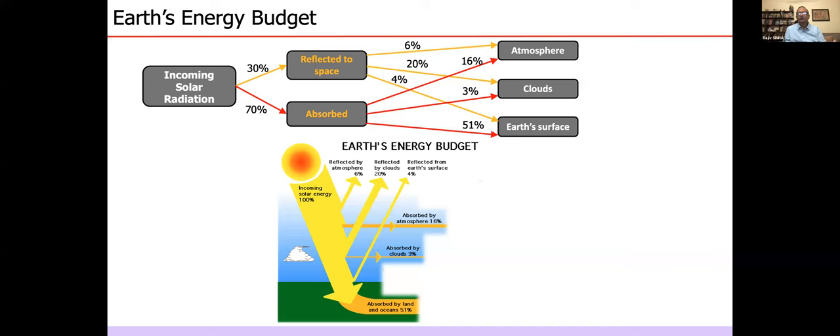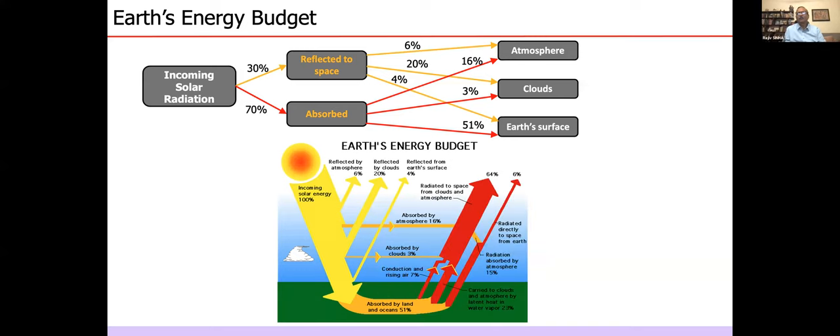So we are talking about a very small percentage of the energy which is actually utilized by the Earth to perform its function, and also, of course, to be reflected back to the atmosphere and then sensed by the remote sensing platforms. So it is very important to realize that not every bit of energy coming from the sun can be utilized.